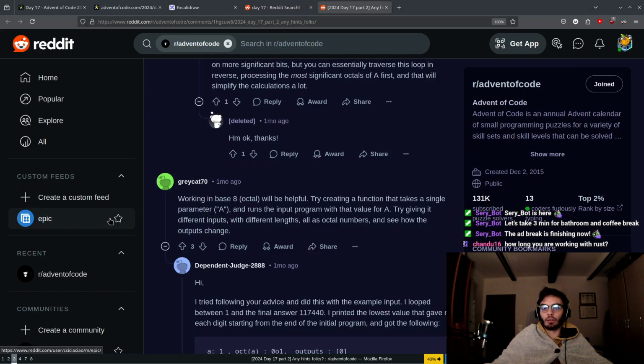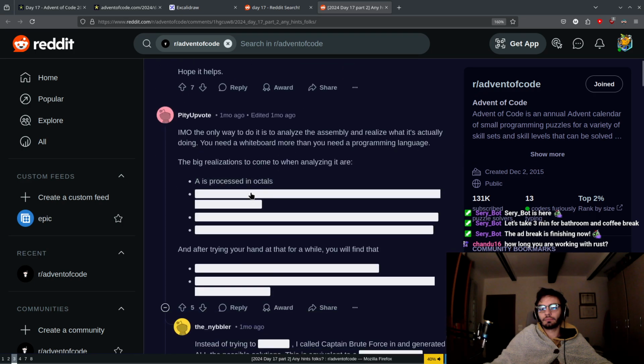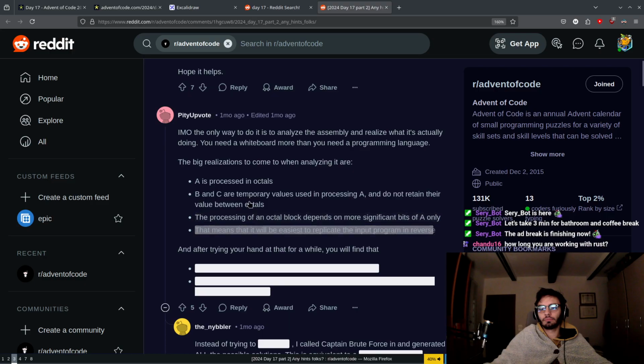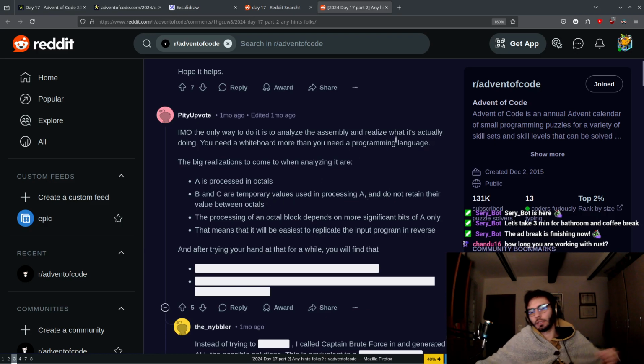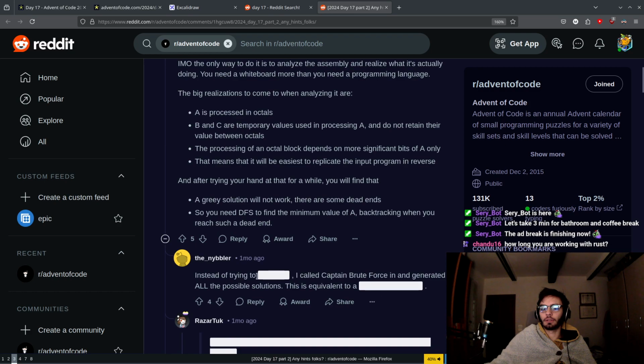Yeah, I'm not getting a lot of ideas, so let's get hints. A is processed in octals. B and C are temporary values processed in A and do not retain their values between octals. Processing octal blocks depends on more significant bits of A only. And it will be easiest to replicate in the input parameters. After trying your hand on it, you'll find that a greedy solution will not work. I have found dead ends in DFS to find the minimum value of A, backtracking when you reach such a dead end.